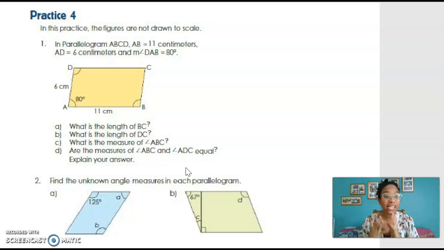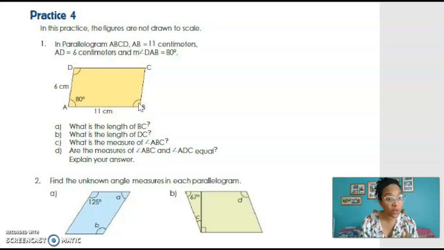So using everything we know about a parallelogram, we're looking in the first question for what the length of BC is. So it's this side that's right across from the side AD. Hint, you can use the length of AD to find the length of BC. In problem B, you have another side length question. Next, in problem C, we need to find the measure of angle ABC, or angle B for short.